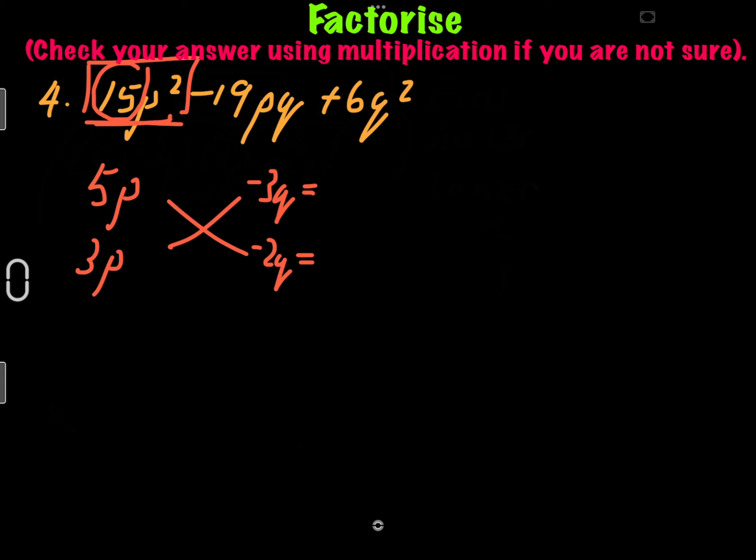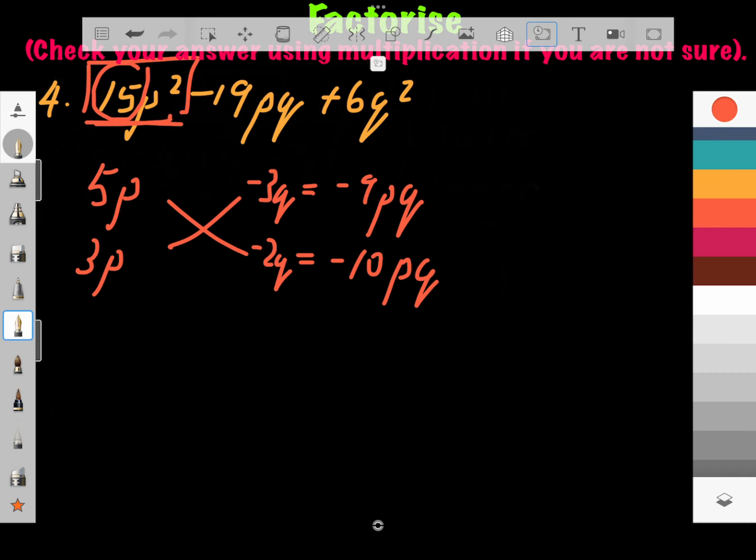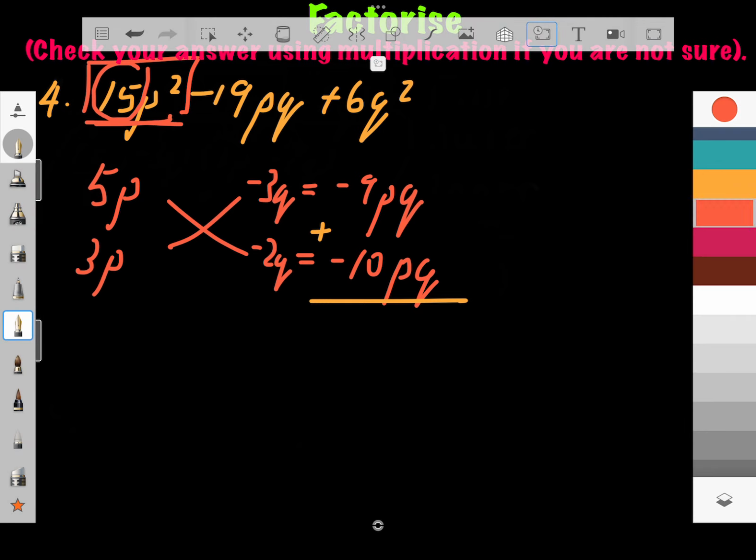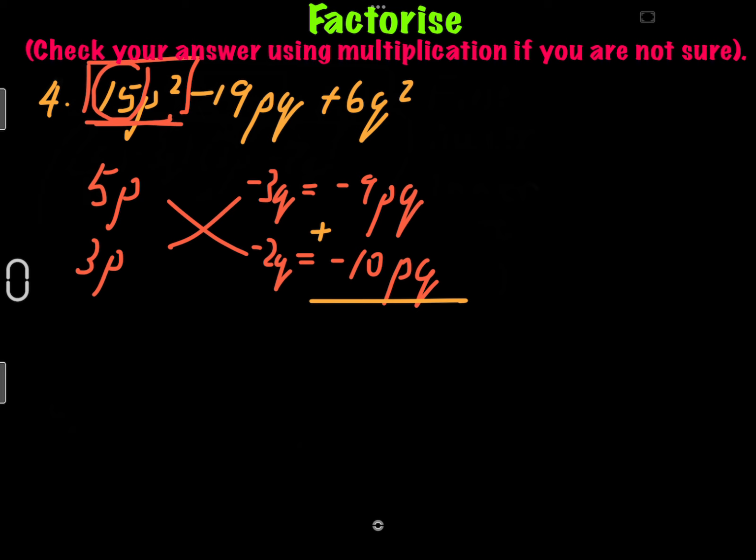So 3p multiplied by negative 3q gives us negative 9pq. 5p multiplied by negative 2q gives us negative 10pq. So after summing this, we should be able to find our middle term. So negative 9 plus negative 10 will give us negative 19pq.